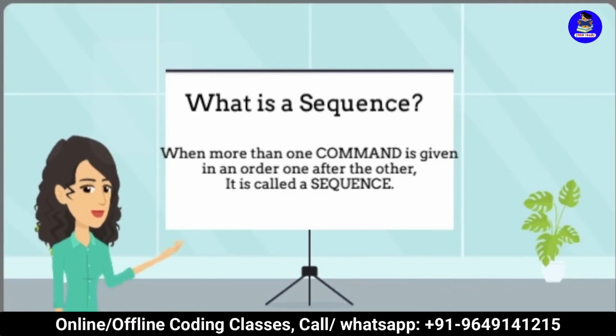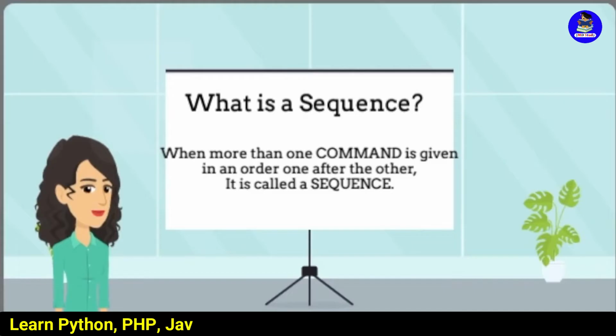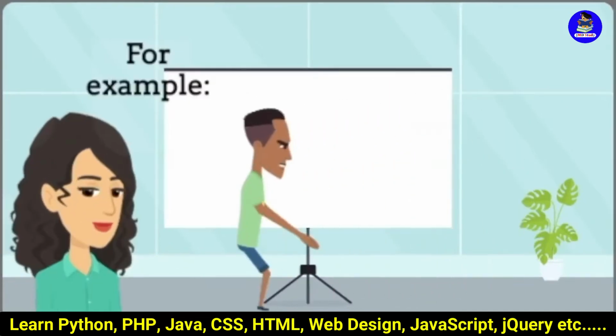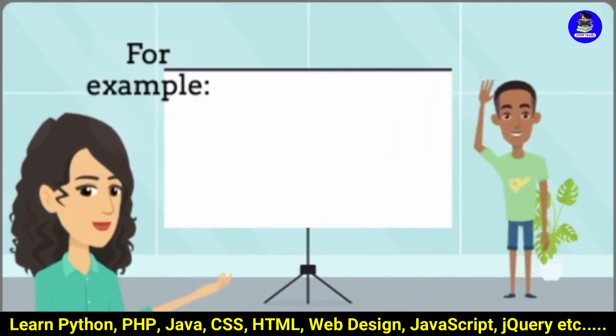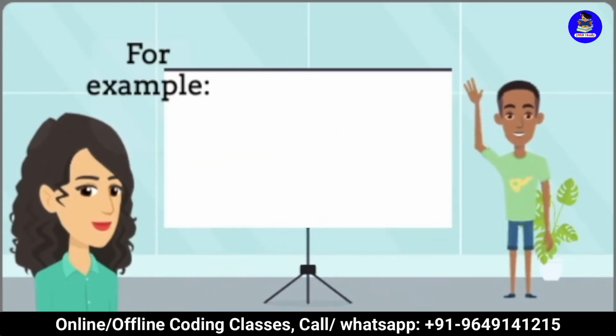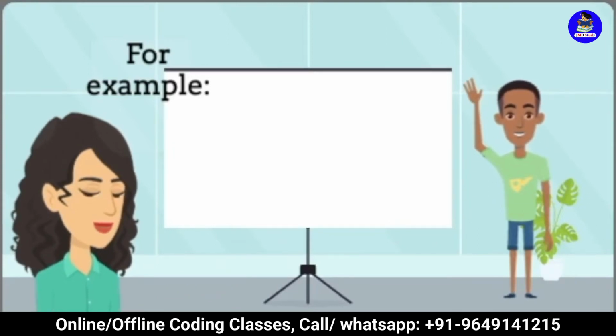Now, what is a sequence? When more than one command is given in an order, one after the other, it is called a sequence. Let me give you an example for this. I told Rohan to do one squat, raise his hand and wave his hand. So he did one after another. Did you see? He did step by step. Did you notice that? Hope it is clear to you.